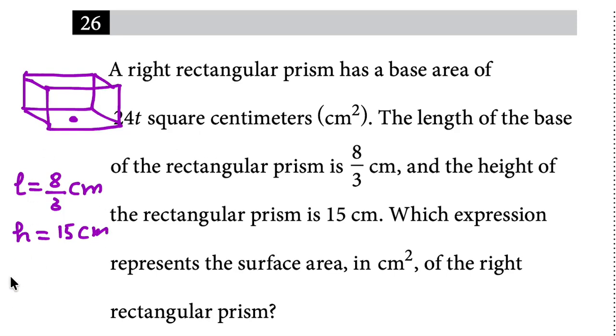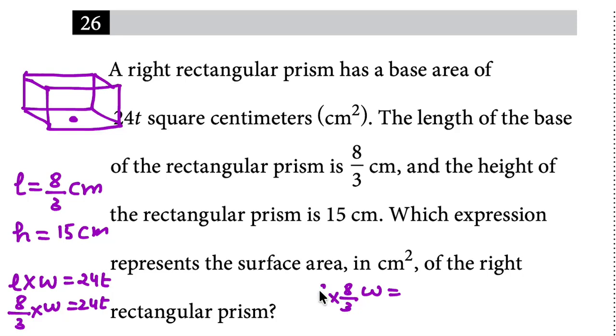Now base is a rectangle and what is the area of a rectangle? Length times width, which is 24t. Length is already 8 by 3, right? 8 by 3 times width is equal to 24t. So width is equal to, multiplying by its reciprocal on both the sides, 8 by 3, so multiply by 3 by 8 on both sides. 24 times t is 3 by 8, 3 threes are 9. So width is equal to 9t.